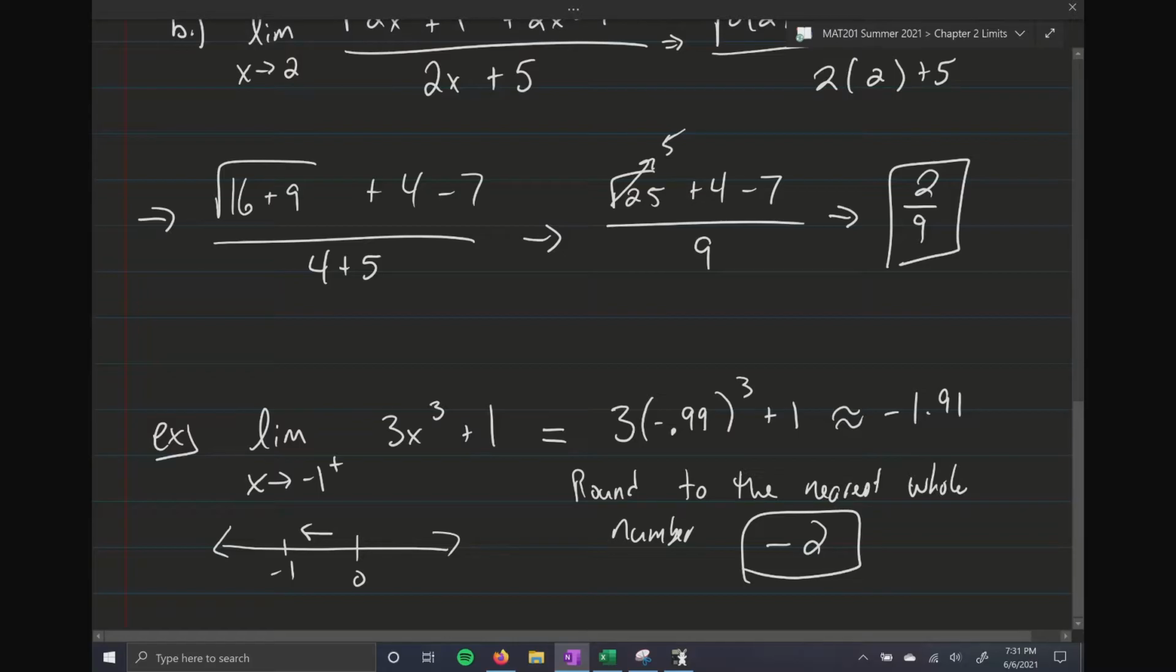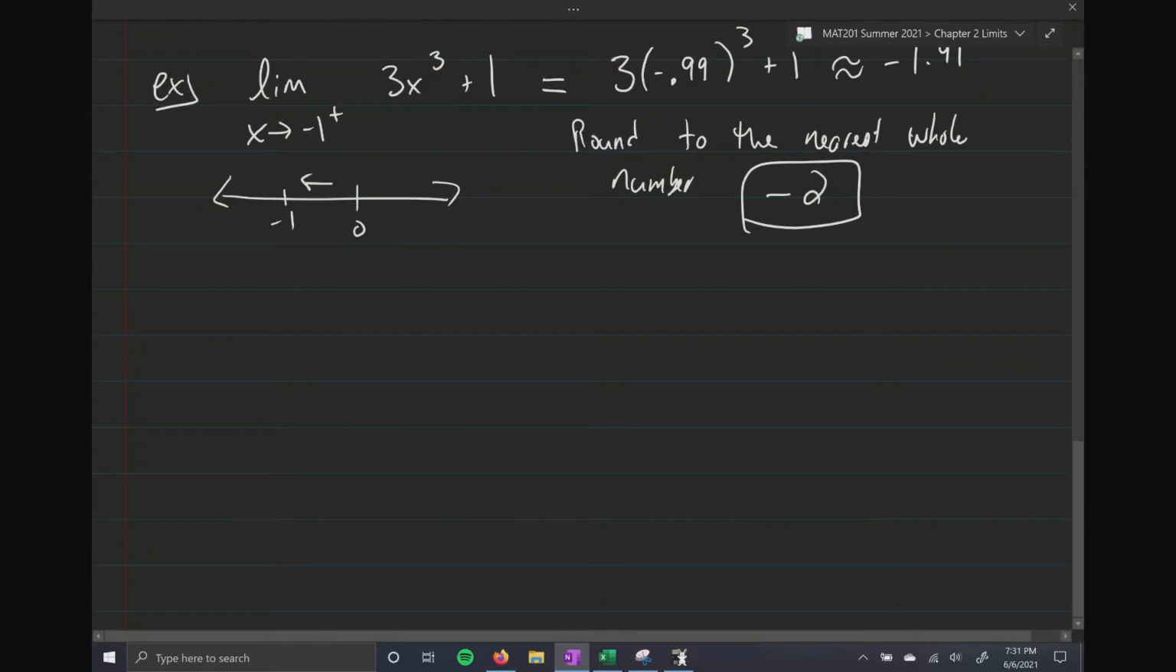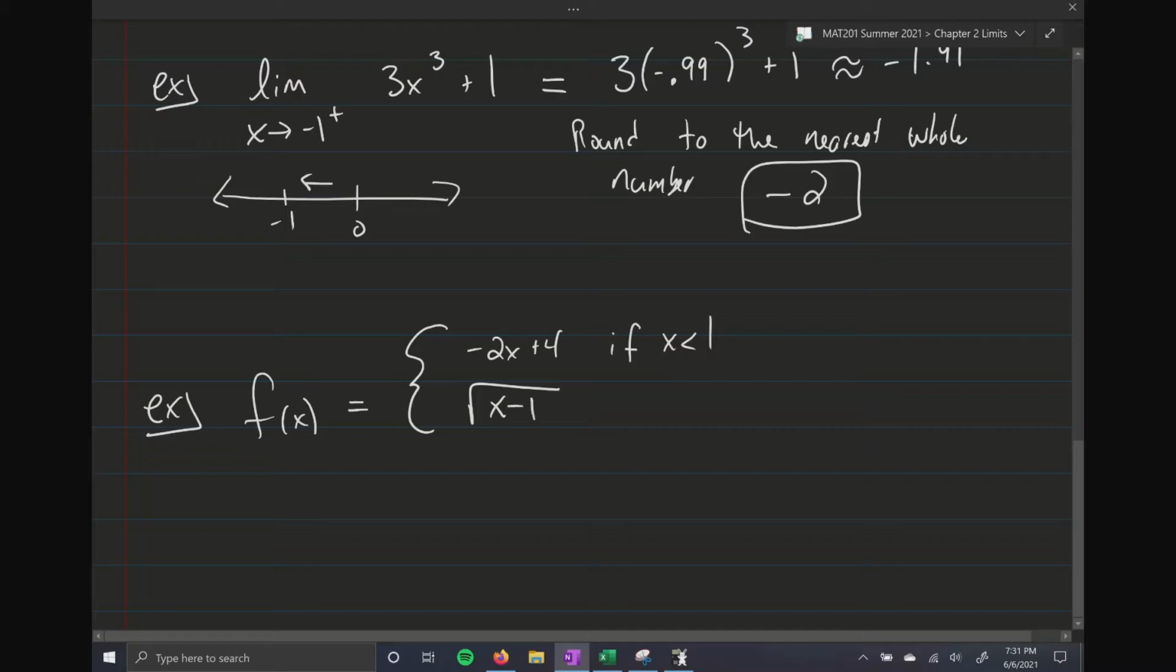But then we also have other types of one-sided limits. For example, let's say f of x equals a piecewise defined function. The first piece is negative 2x plus 4, if x is less than or equal to 1. And then the square root of x minus 1 if x is greater than 1.